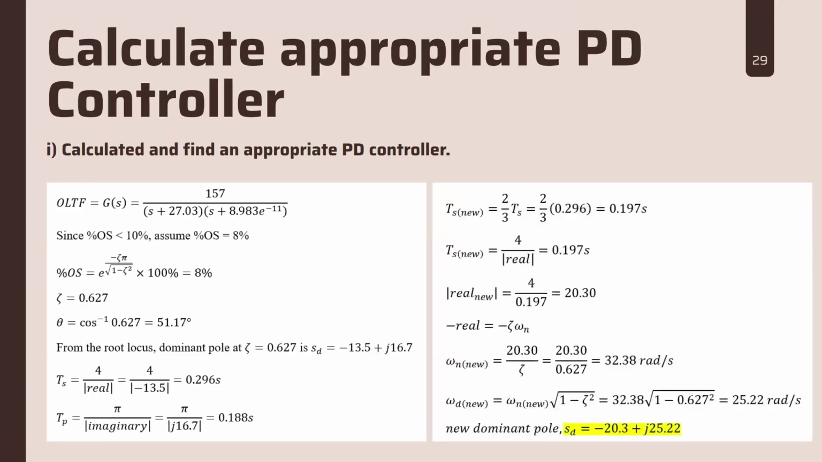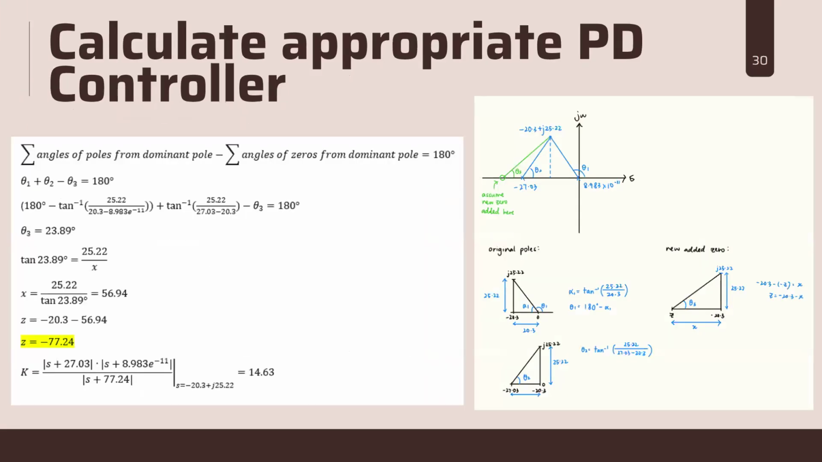Next. First of all, we calculate the appropriate PD controller. This is the calculation. We get the new dominant pole at negative 20.3 plus j 25.22. Next. From this, we can calculate the new zero added, which is at negative 77.24. Next.